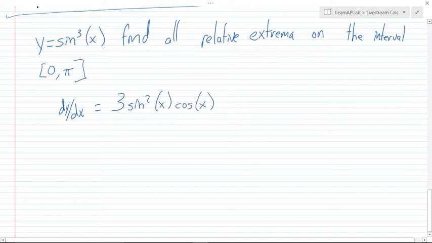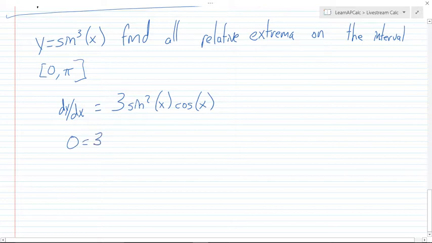Alright, and here I'm doing the chain rule. So again, this is sine of x cubed, so 3 times sine of x squared times the derivative of the inside, which is cosine. So that's how I got that. Alright, now solve for 0.